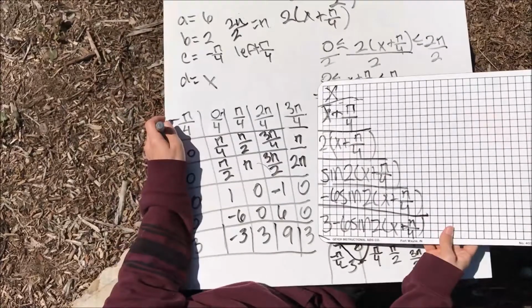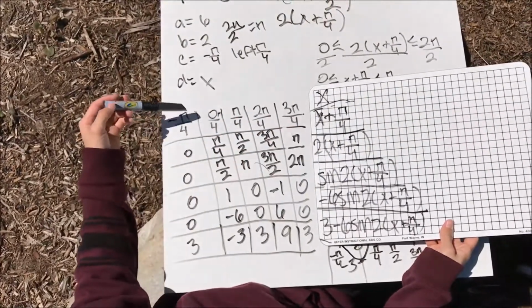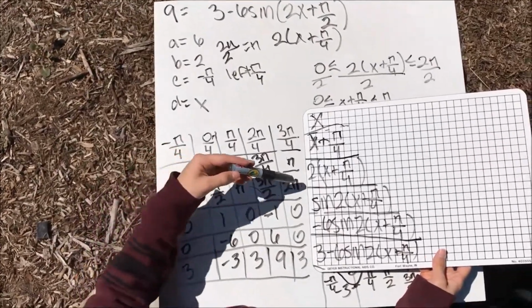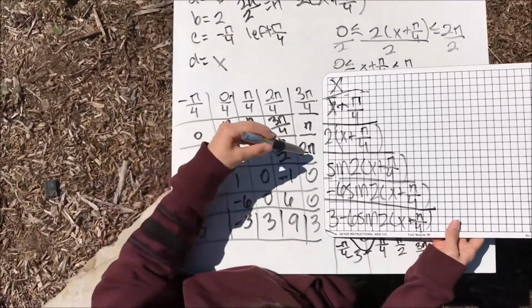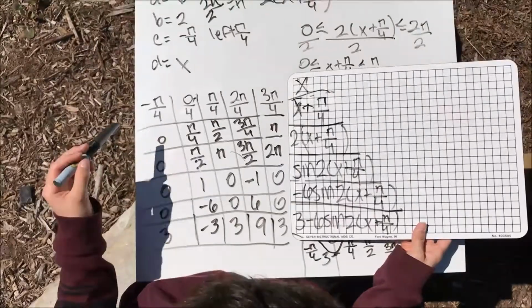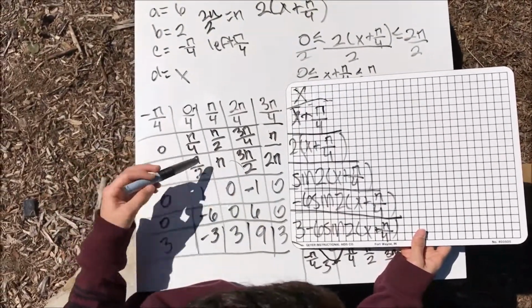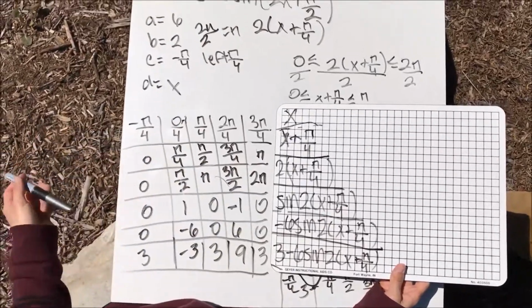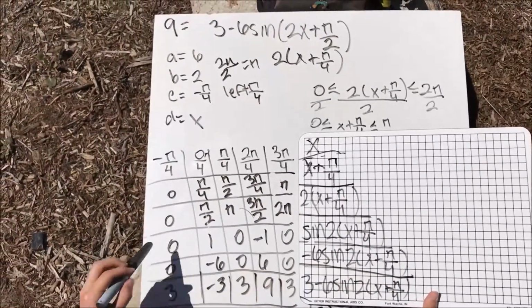After that, the next step in the table would be to add pi over 4. So you'd add pi over 4 to each of these values. You'd get this side. You'd multiply all of that by 2. So you'd get the golden row. And then after the golden row, you can use the golden row to do sine of 2x plus pi over 4. You'd get 0, 1, 0, -1, 0. You'd multiply that by -6, which is the a value.